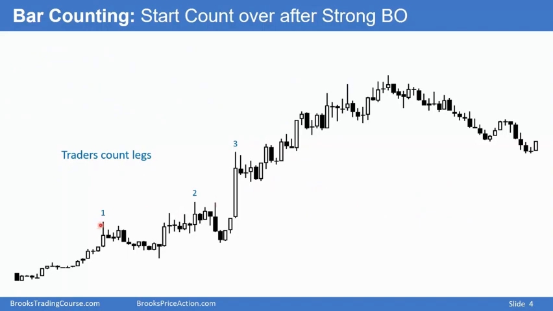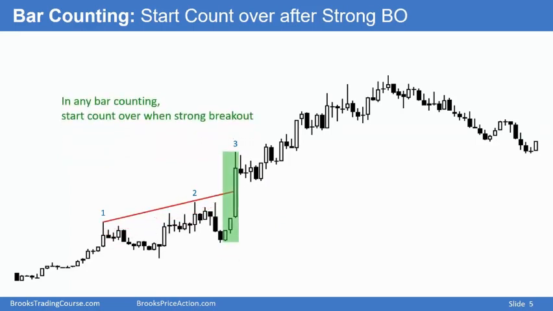In any trend, traders are always counting reversals. Reversal down, so the end of leg 1. Another reversal down, end of leg 2. And now we have a third leg and a pullback, end of leg 3. Whenever traders are counting bars or counting legs and they see a strong breakout like this, it's usually better to start the count over again. Instead of calling this bar 3, traders should call this bar 1.